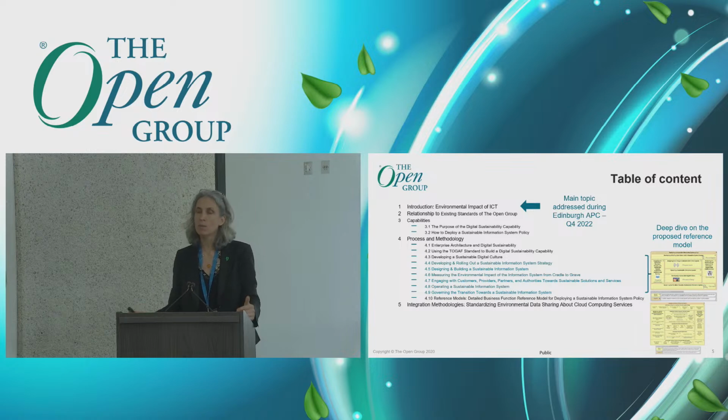And then what we propose is a reference model, a business function reference model, where you have the description of the different activities you need to have in an organization that would like to move toward a sustainable information system that is compatible with the different environmental challenges we have at the moment. So I'm going to deep dive on that.